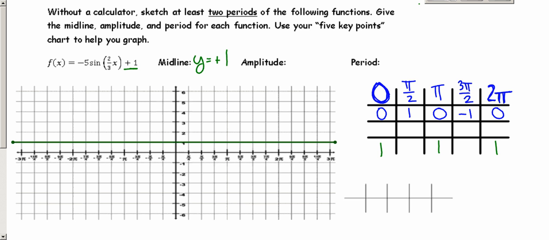The next thing I'm going to do is look at the amplitude. And the amplitude is just negative 5. I'm going to take the absolute value of negative 5, which is 5. So I know that my max is going to be 5 units above the midline. I'm just going to hold on to this thought, and I also know the minimum will be 5 units below the midline. But we also have this negative, which is going to make the graph reflect over the x-axis.